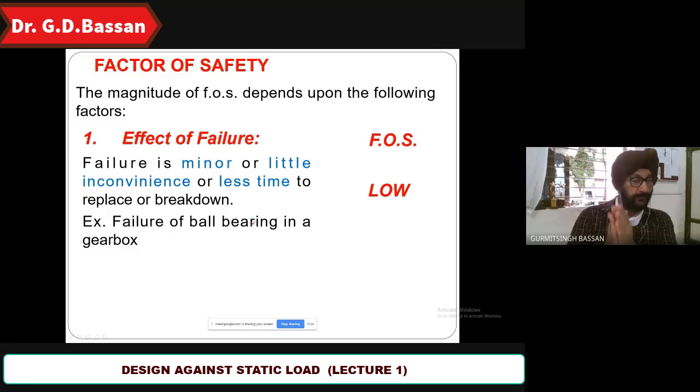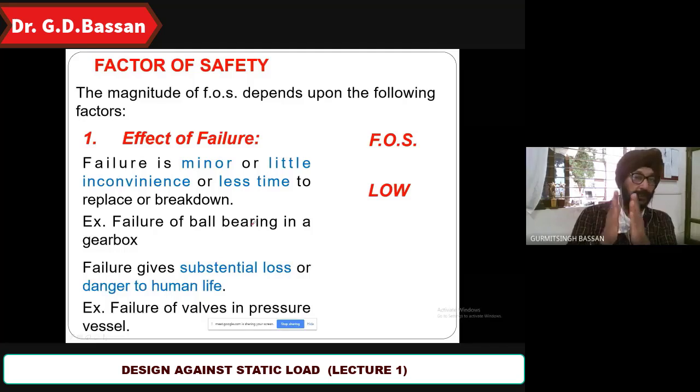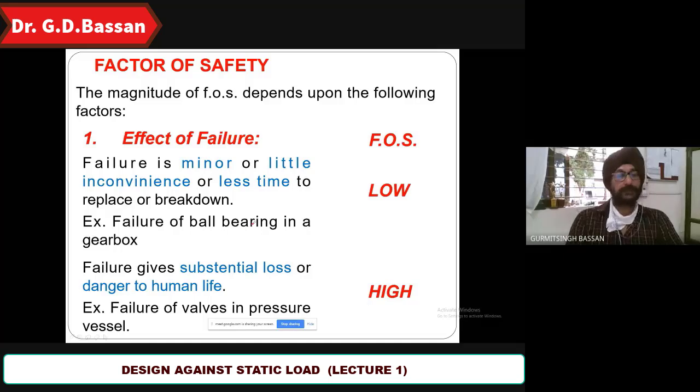In another case, failure causes substantial loss, or you can say it is dangerous to human life. Say, failure of a valve in a pressure vessel. If the valve fails in a pressure vessel, what will happen? You cannot control the gas, or steam, or any other thing. That will be dangerous to human life, and that gives a substantial loss. So in that condition, you have to take the factor of safety as high.